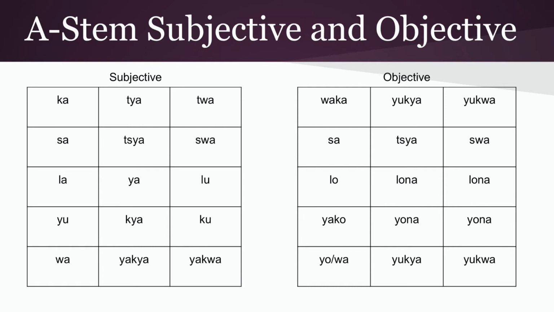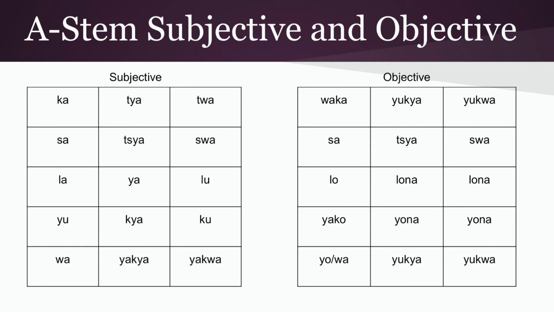So let's start with the subjective side. The pronoun for me is ga, za, la, you, wa. Second column: dia, ja, ya, gya, yagya. Third column: dwa, swa, lu, gu, and yagwa.